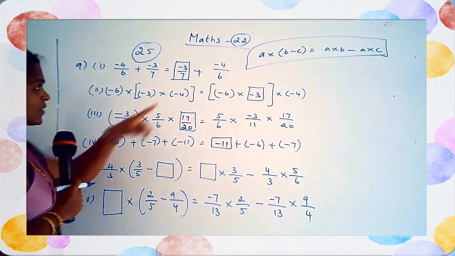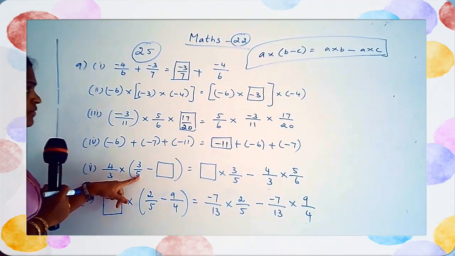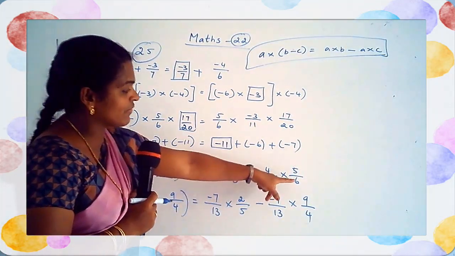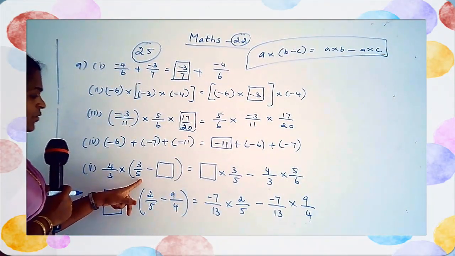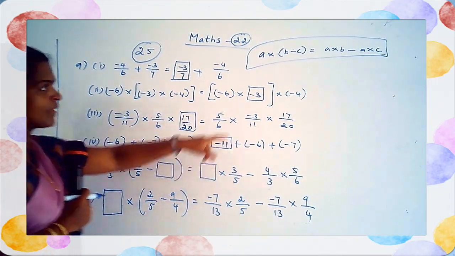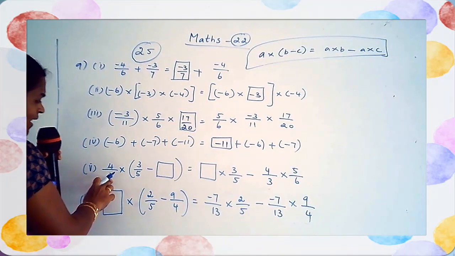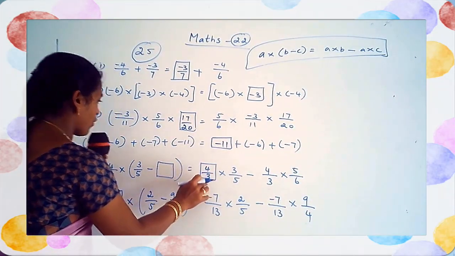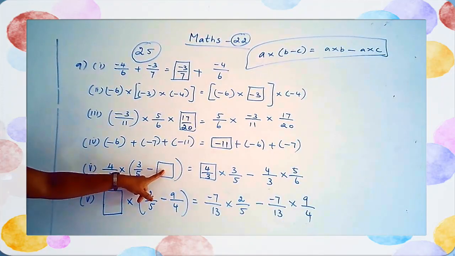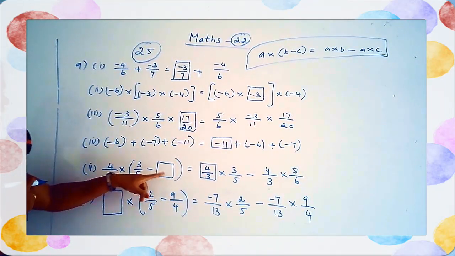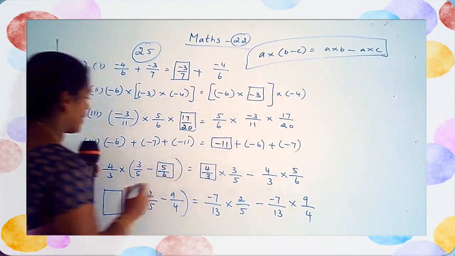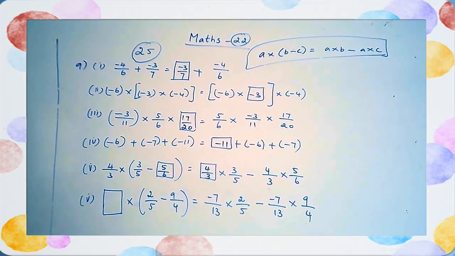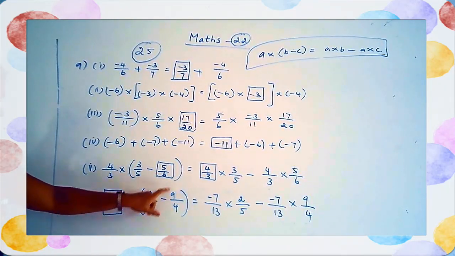So here A is equal to 4 upon 3, B is equal to 3 upon 5, C is given, yes, 5 upon 6. So here what will come? A into B. So that's why A is 4 upon 3. So your answer is here 4 upon 3. But here, which answer will come? A into B minus C. Here C is equal to 5 upon 6. So your answer is here 5 upon 6. Okay? Clear? Yes. Now you see the next one is 2 upon 5 minus 9 upon 4.